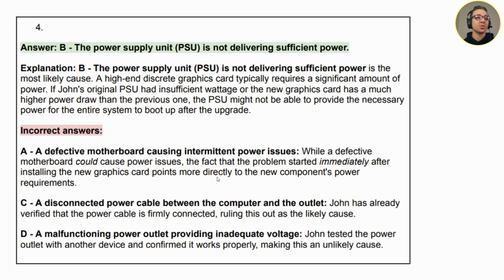The other ones here, a defective motherboard causing intermittent power issues. There was nothing about intermittent power issues, right? It was just that it's not powering on after he installed the graphics card. It's not powering up and then stopping. It's just not powering on at all. C, a disconnected power cable. It did say that he had already verified the cable connection and the malfunctioning power outlet. It told us that he had already tested that with another device and it was working just fine.